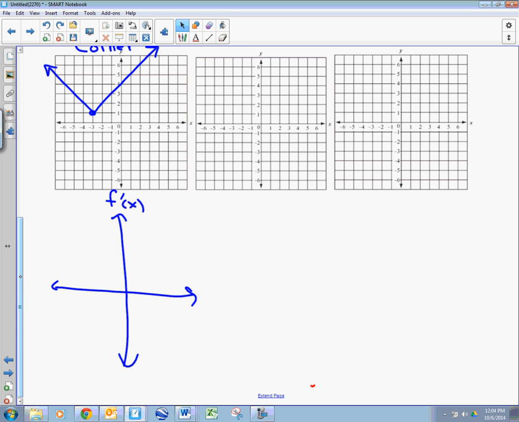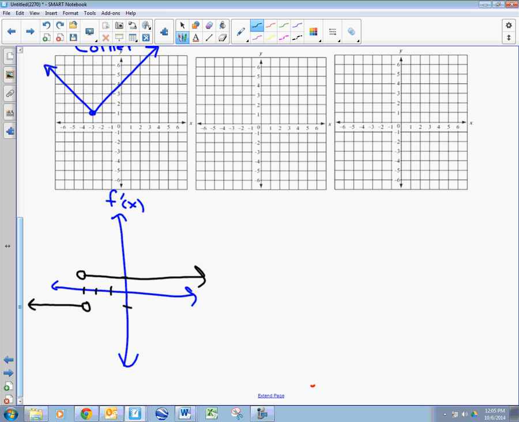Let's sketch the graph. What is the slope before negative 3? So from the left. Negative 1. And it's always negative 1, correct? So I'm going to have a line that has a value of negative 1. I'm going to put an open circle at negative 3. After negative 3, to the right, what's the slope? Positive 1. So you can see that I have that. So that is the derivative graph of that function.